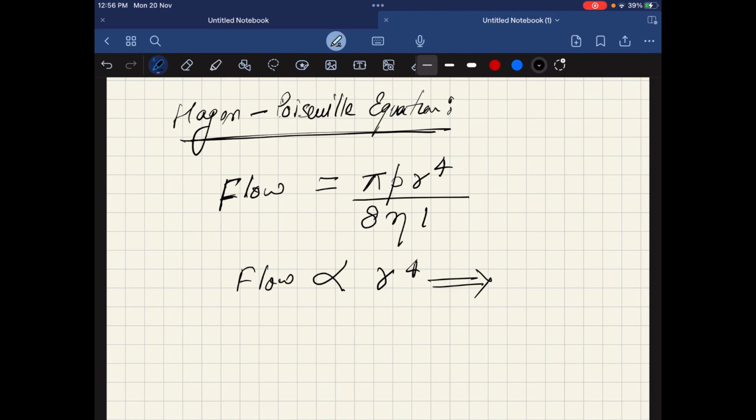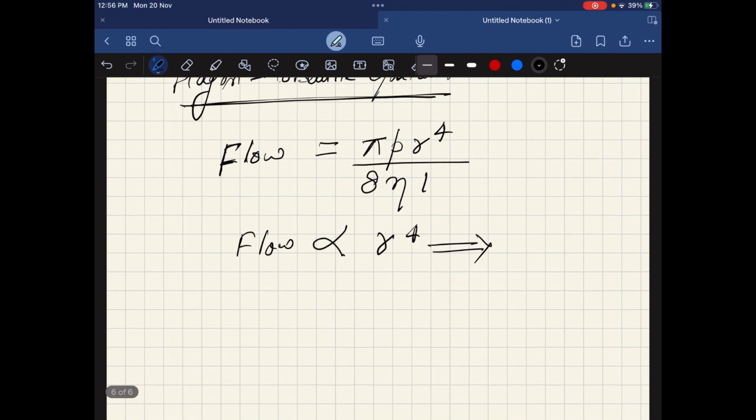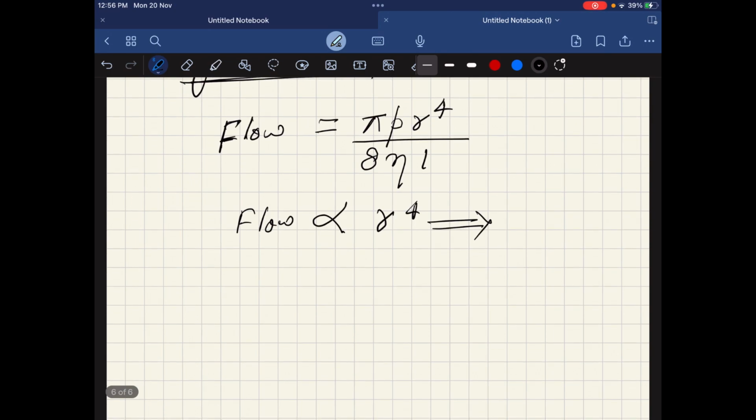And when we say like that, it's the most important thing to decide the flow rate, as it increases by radius to the power 4, while it also says that it is indirectly proportional to the length of the tube and also the viscosity of the fluid. So as the length of the tube will increase, flow rate will decrease, and as the viscosity will increase, the fluid will be flowing slower.